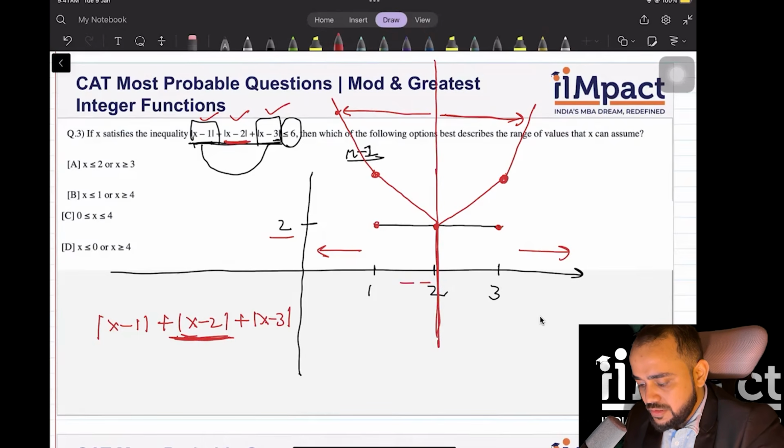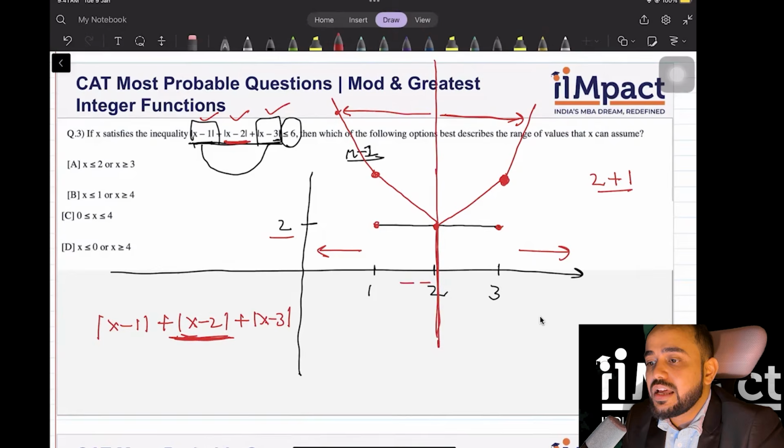Let's check what this value is. I'll put x is equal to 3. I'll get 3 minus 1, that is 2, plus 3 minus 2, that is 1, plus 3 minus 3, which is 0. So it is less than 6. So I want to check at what value of x will I reach 6. That will be my extreme.